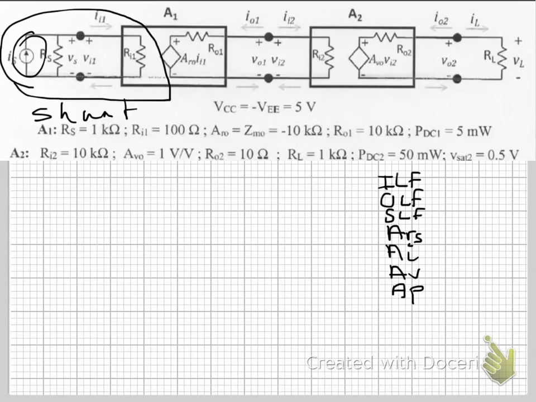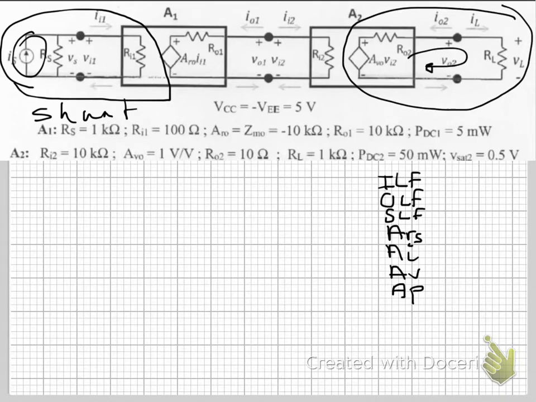and here at the output you've got a series loop, so that's series. So this makes this amplifier a series shunt series, my bad.